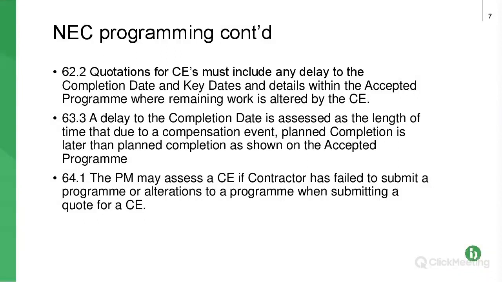63.3 deals with how the delay is calculated for the compensation event, so how your extension of time is going to be calculated, and it's pretty simple. It's the extra time that the delay has caused. And 64.1, that final bullet point, it's how the project manager assesses a compensation event, including delay, if the contractor or subcontractor has failed to submit a programme, and in that case the project manager just effectively provides an estimate or gauges the delay that it thinks it should be giving the contractor.